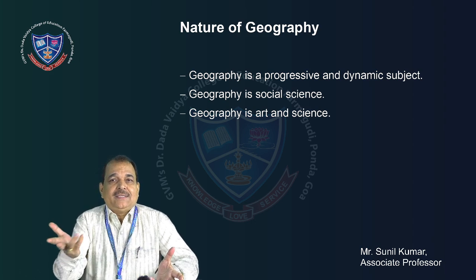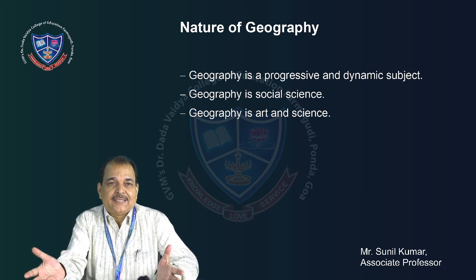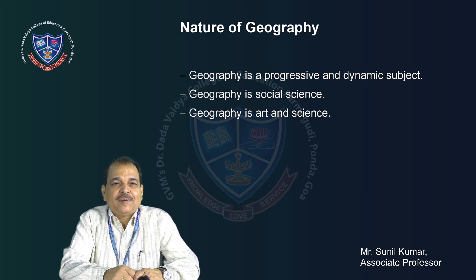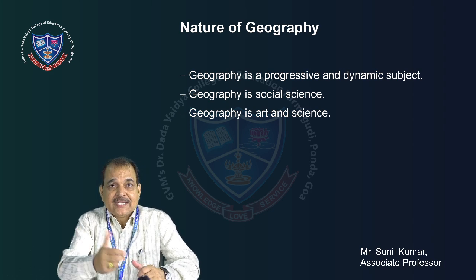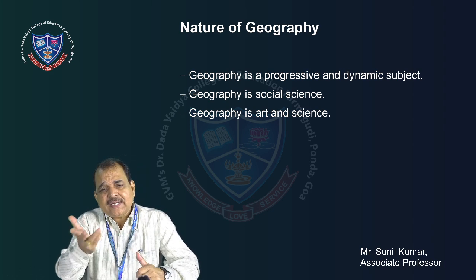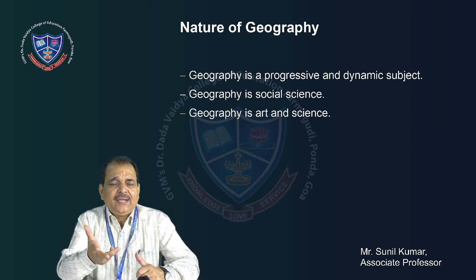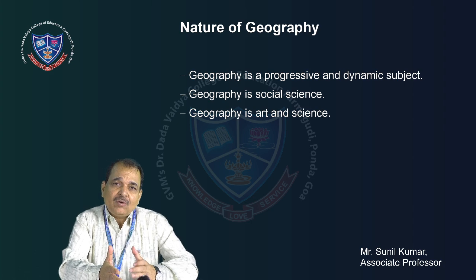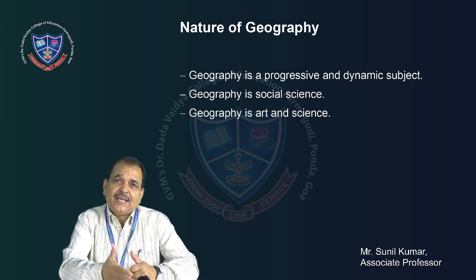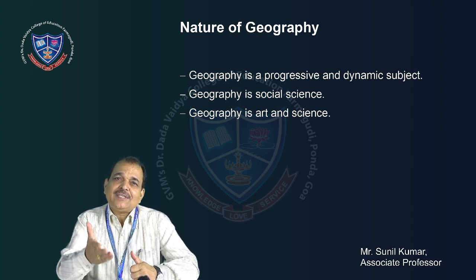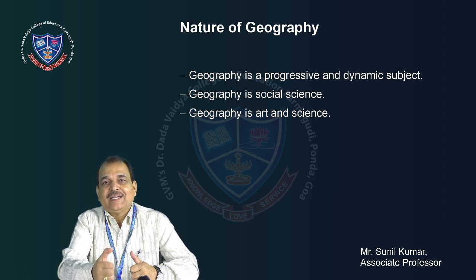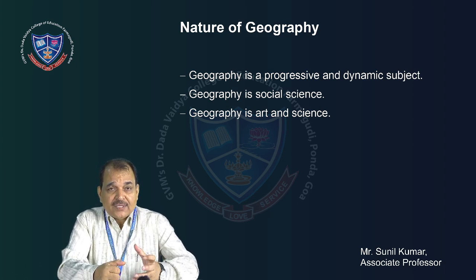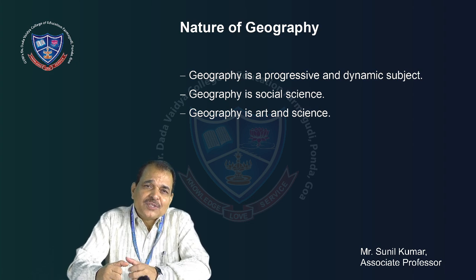Like yesterday we were having 9 planets, but now Pluto is omitted from our solar system. So a change has taken place. A lot of changes are taking place in day-to-day life, right? And all these changes are part of our subject geography. Because a lot of change takes place in our subject, this subject is considered one of the dynamic subjects. The second nature of this subject is that geography is a social science.